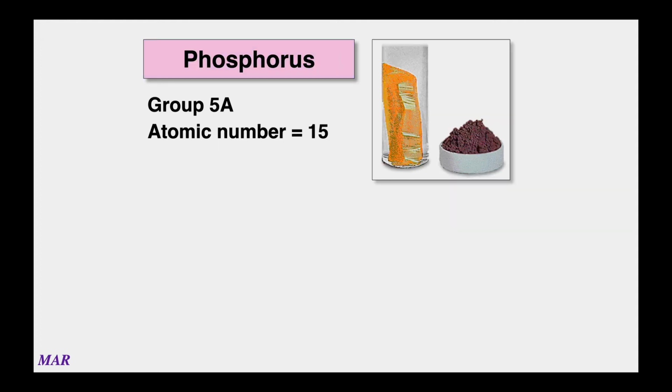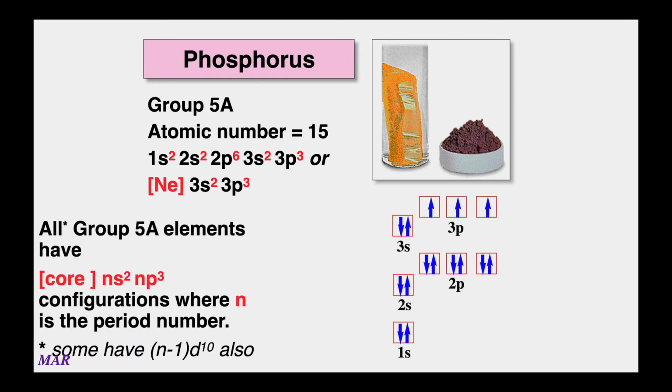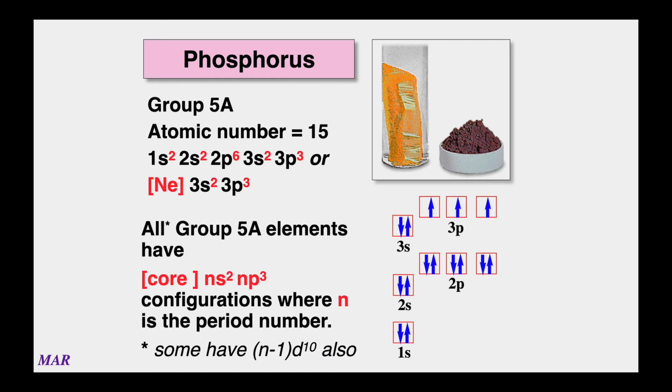Phosphorus, group 5A, 15 electrons total, 1s2, 2s2, 2p6, 3s2, 3p3, or neon 3s2, 3p3, which is highly recommended. 3p3 means there are 3 individual electrons because of Hund's rule once again, so very paramagnetic. All of the pnictogen group 5A elements have some kind of a core ns2 np3. Some of them will have some d electrons. I'm warning you about that. We'll see that in a little bit, but they do have similar outer electrons. That's why their reactivity is also similar.